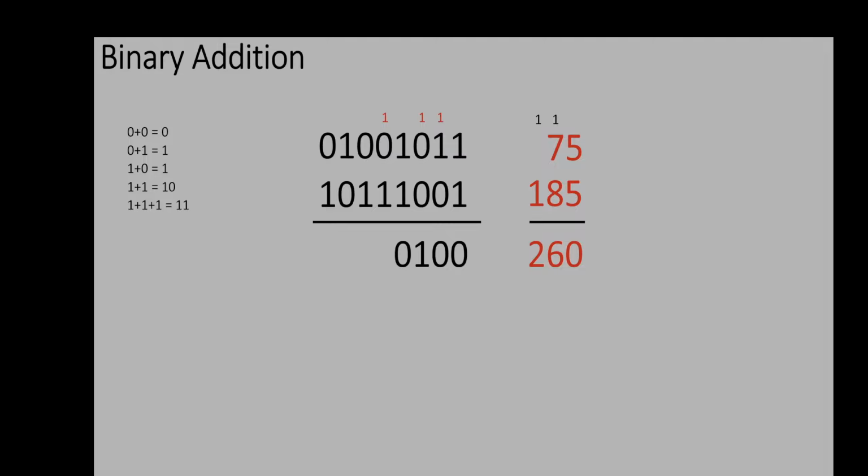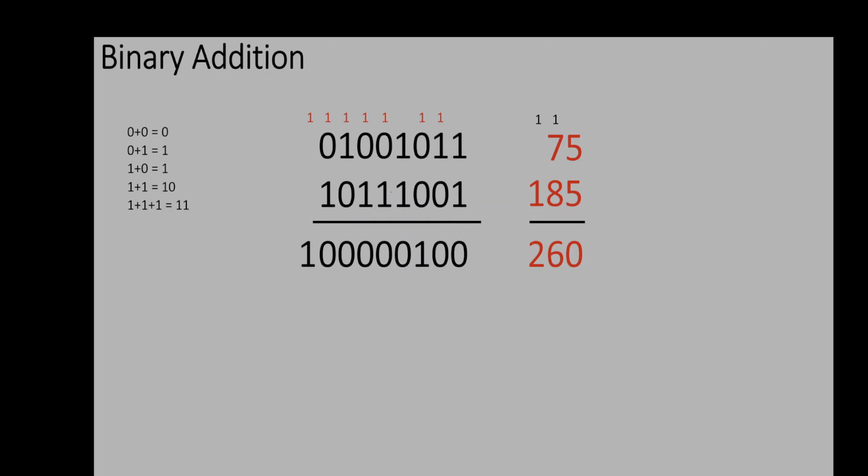1 add 0 add 1 is 2, so 0 carry the 1. Got 2 again, 0 carry the 1. And we've got 2 again, 0 carry the 1, and we've got 2 again. So 1 add 0 add 1 is 2. So we put the 0 there, and we would obviously have a carry, but this time that carry is going to fall down to there.